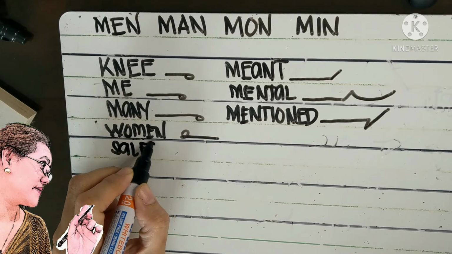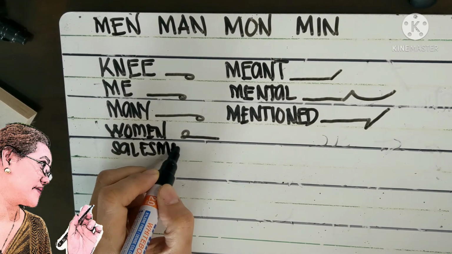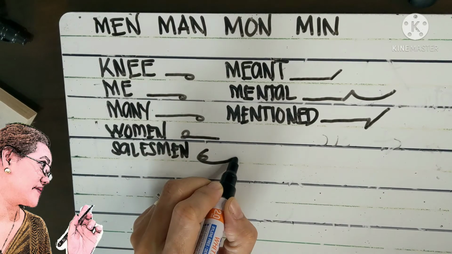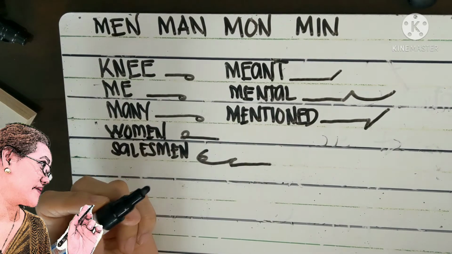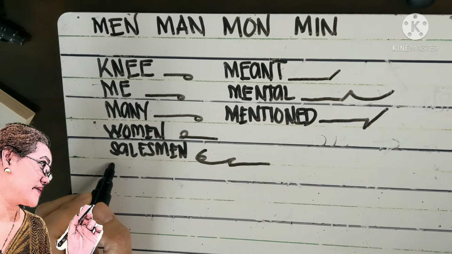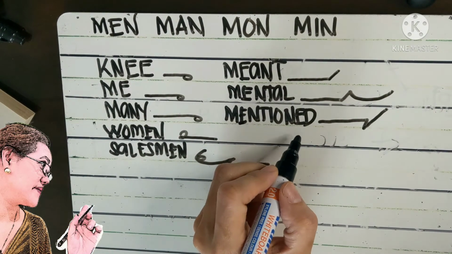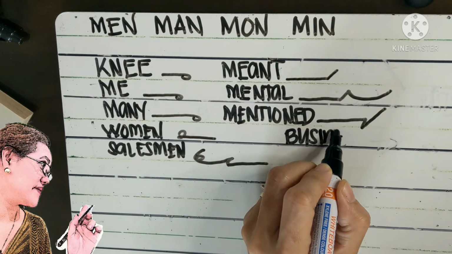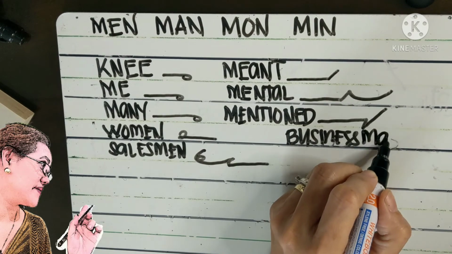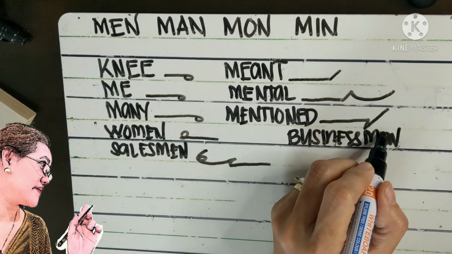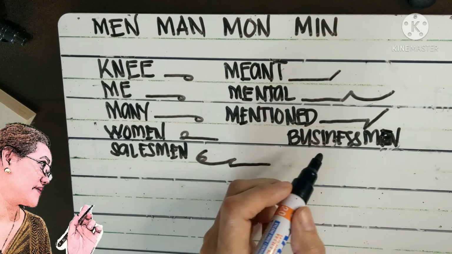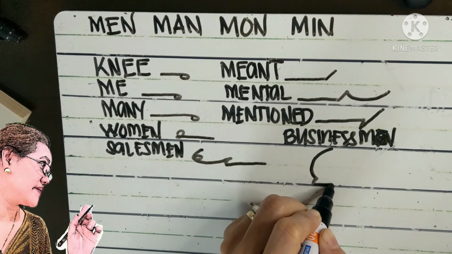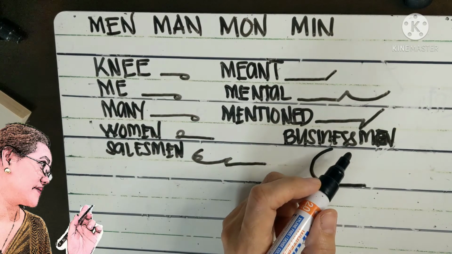Salesman. S-A-L-S-man. Salesman. Next, businessman. Okay, that is B-S, business, and then man, businessman.